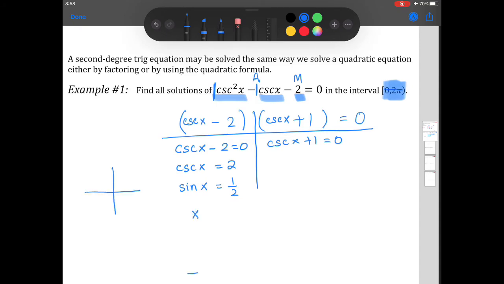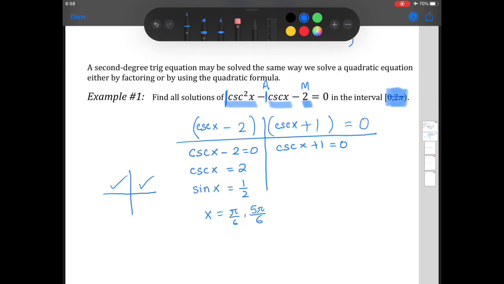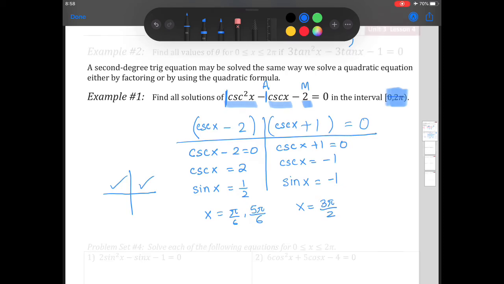Let's do the quadrants. Sine is positive, so you're going to be in the first and the second quadrant. So x is what? Pi over 6 and 5 pi over 6, right? Similarly, I'm going to do the other side also. So cosecant x is equal to negative 1. First of all, I need to change it back into my sine function. Negative 1 over 1 is the same thing as negative 1. When is sine negative 1? It is negative 1 at only one place. In that interval, it is 3 pi over 2.